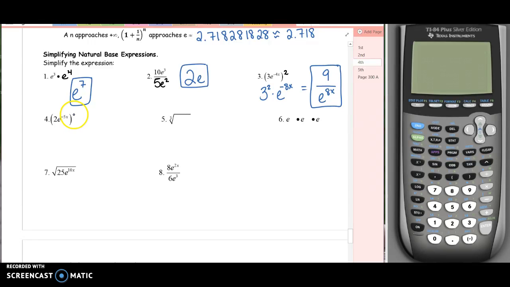The next one I'd like you to try on your own. It's 2e to the negative 5x, that whole thing raised to the negative 3, times e to the positive 15x. Try that one on your own. E to the positive 15x will stay on the top. 2 to the negative third will become 2 to the third on the bottom. What is 2 to the third?